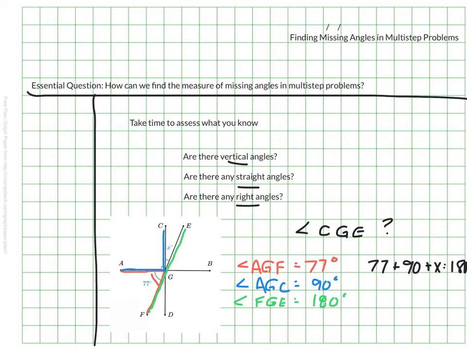And we can work to figure out what that would be. If we combine what we already know, we have 77 plus 90, so we already have 167 degrees accounted for, plus our missing value makes 180. So if we subtract from both sides, we find that x must be 13 degrees. So finding what we knew helped us to figure out what was missing.